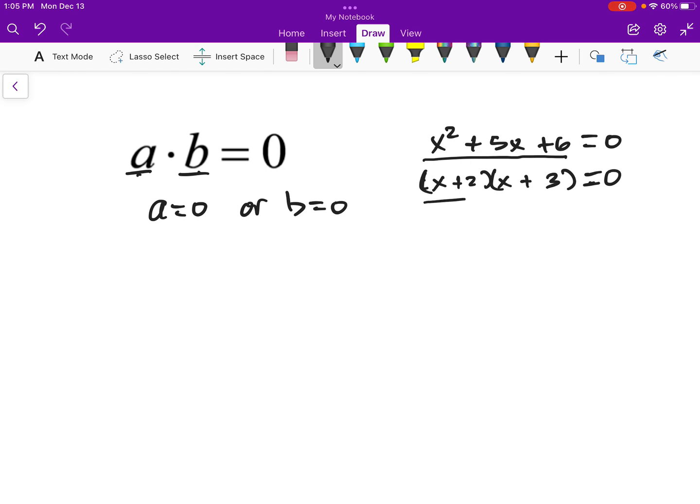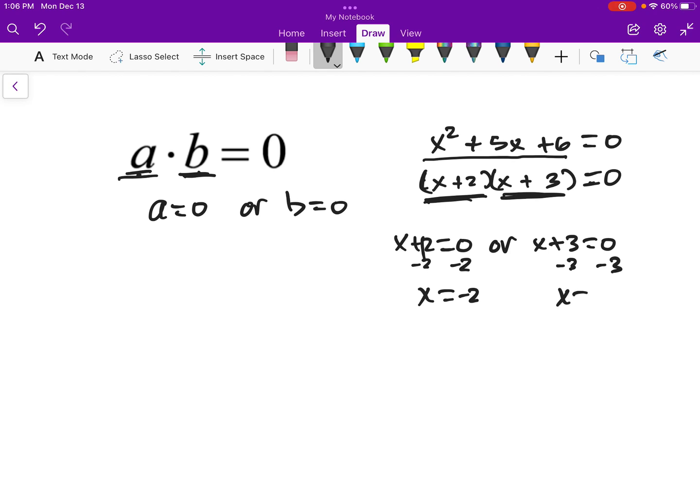So now I have something times something equals 0. It's just like that a times b equals 0. Well, that means either the first factor, x plus 2, has to equal 0, or the second factor, x plus 3, has to equal 0. We could find out when x plus 2 equals 0 by just solving that equation. I'm just going to subtract the 2 over. So x equals negative 2 is one solution to that equation. Or I could subtract the 3 over, and x equals negative 3 would be another solution.